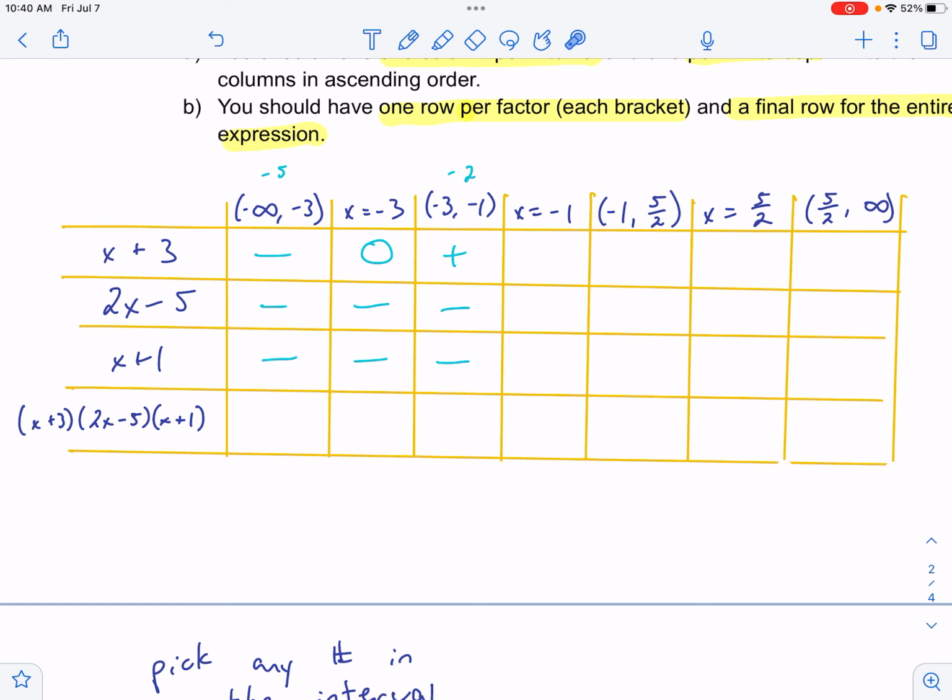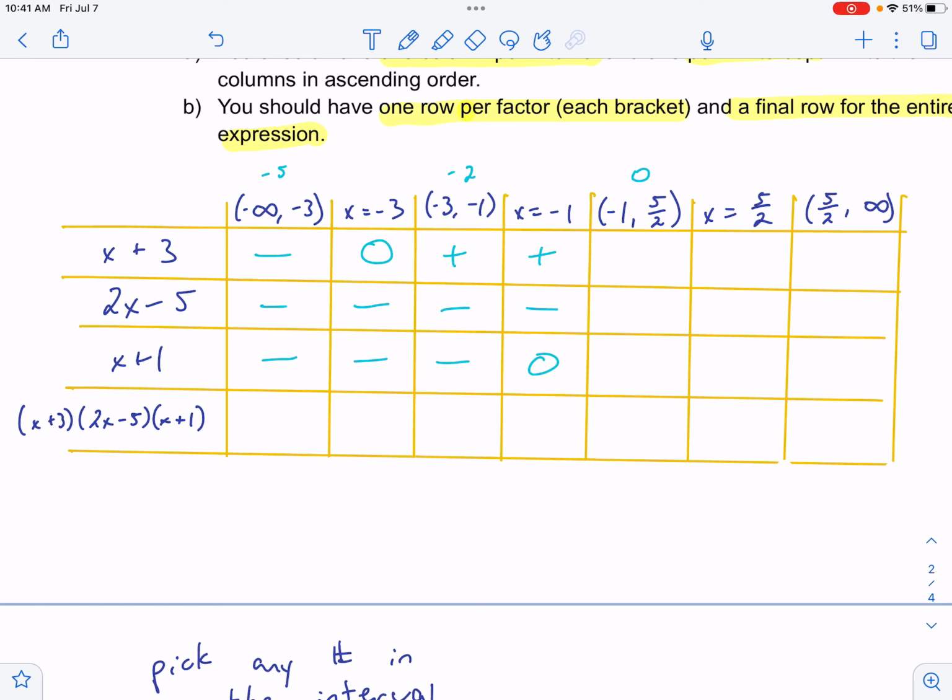Our next column, we have an exact value, negative 1. We've got to put that in. When x is negative 1, x plus 3 is positive. When x is negative 1, 2x minus 5 is negative. When x is negative 1, x plus 1 is 0. Alright. Next interval, I need a number between negative 1 and 5 over 2, which is 2.5. So I'm going to pick 0 because that's nice and easy. That's an easy number to work with.